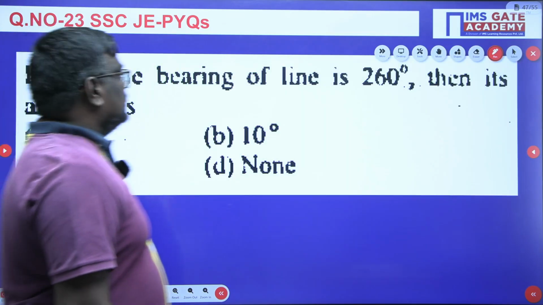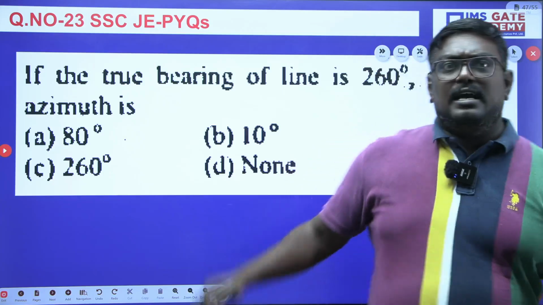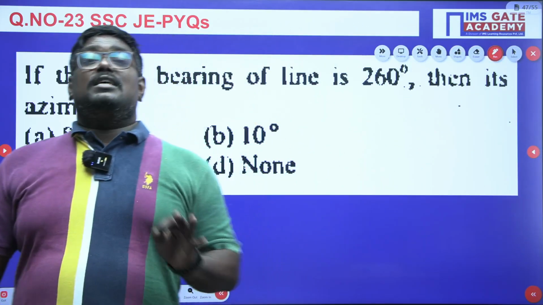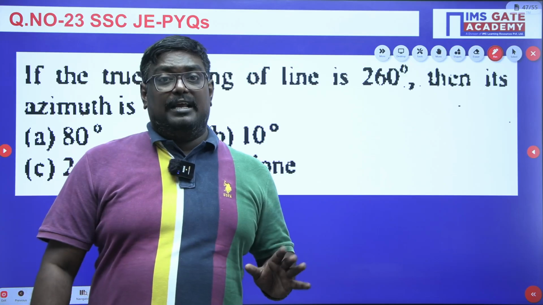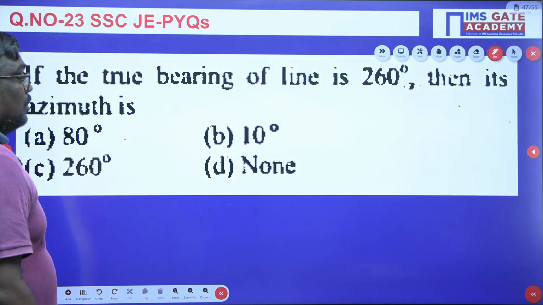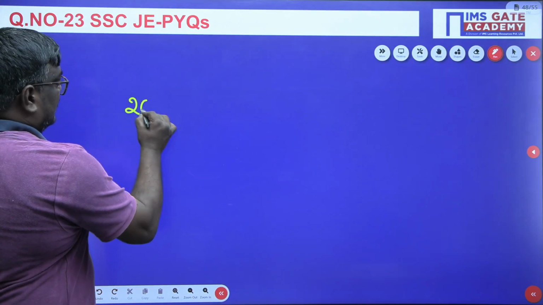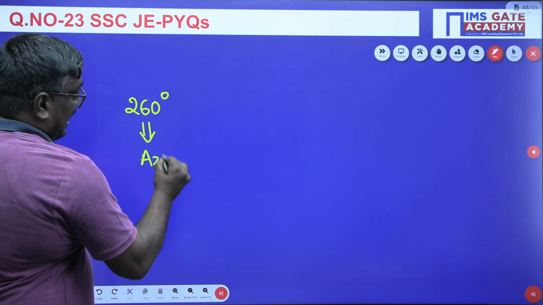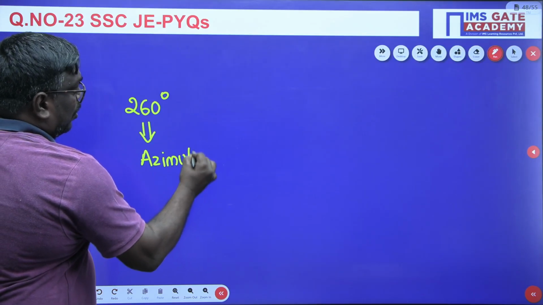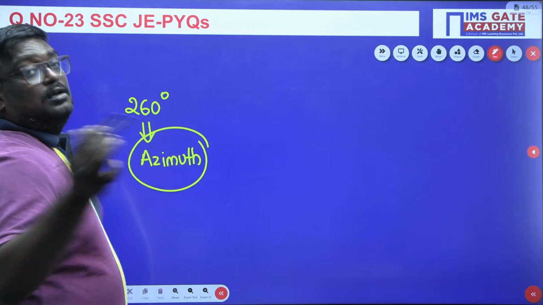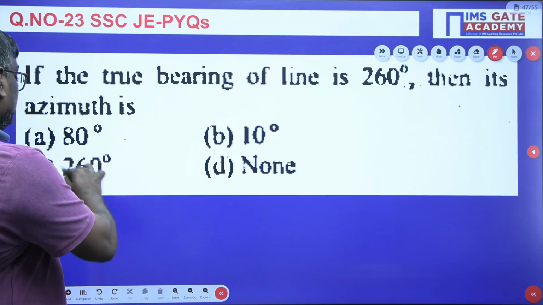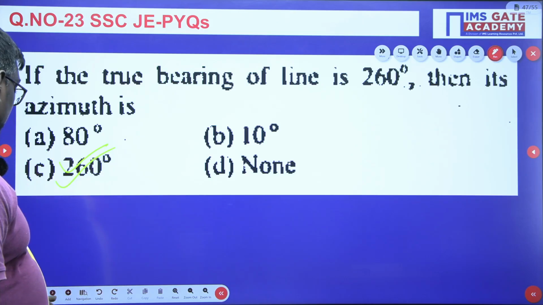Now my dear students, if the true bearing is 260 degrees, then its azimuth is. Let me tell you two things. The azimuthal system is also known as whole circle bearing. So whenever they give you a true bearing of 260 degrees, the azimuth will also be equal to 260. And quadrantal bearing is also known as reduced bearing. So here 260, option C is the right answer.